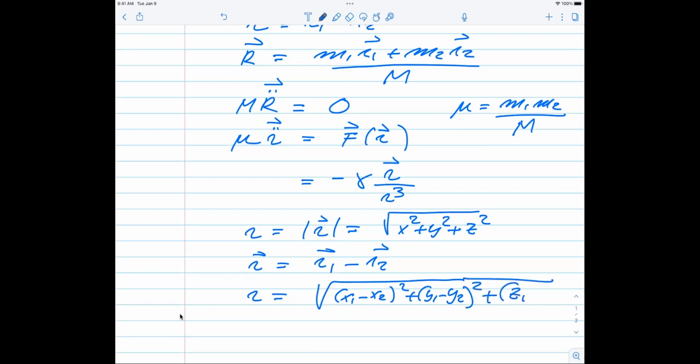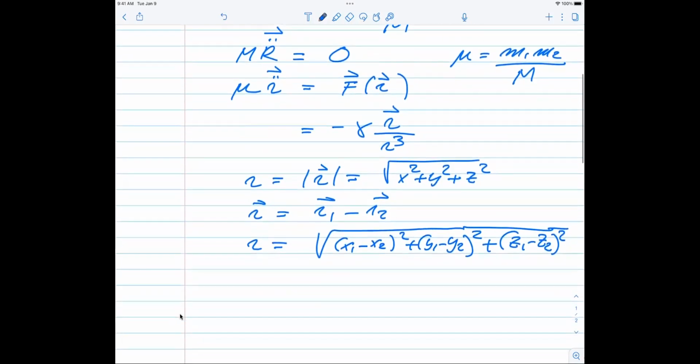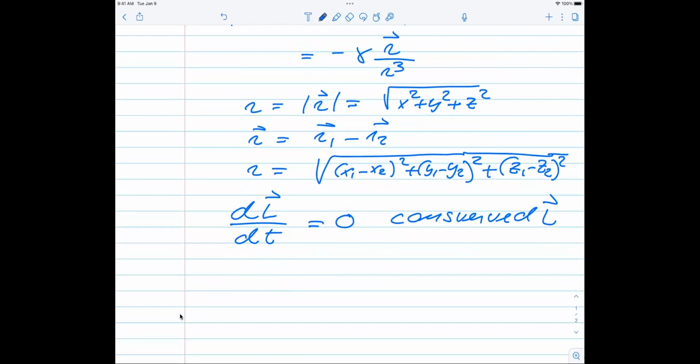Plus c1 minus c2 squared. And what we found as well is that the angular momentum is a constant of the motion, which means that this is equal to 0. And so it's conserved. L is a constant of the motion, so we don't need to think of that differential equation either.